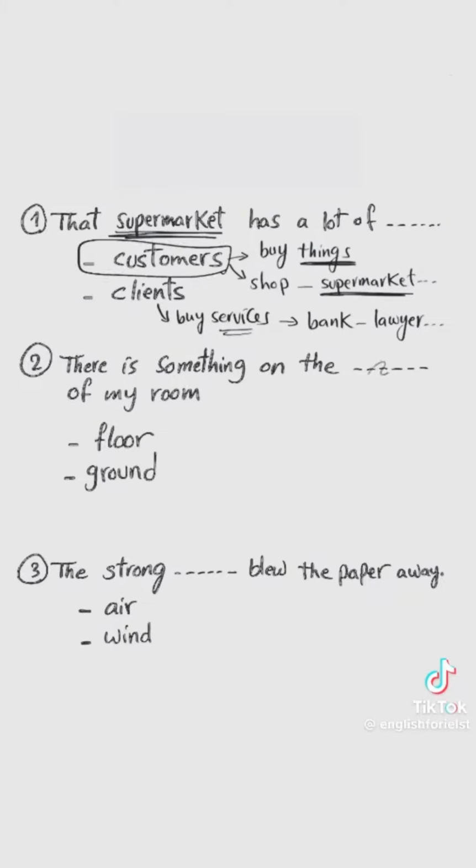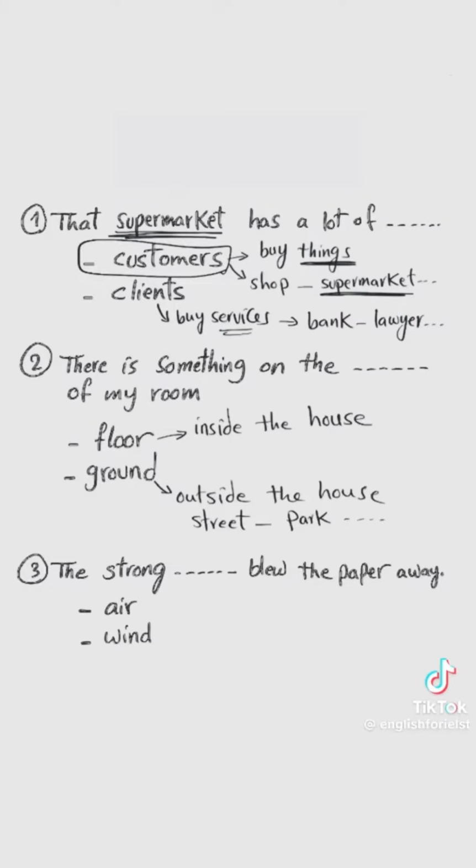There is something on the blank of my room. Floor or ground. What's the difference? Well, floor is what we walk on inside the house, but ground is what we walk on outside the house, in the street, at the park, or any outdoor area. Here we have my room, which is inside the house, so the correct answer is floor. There's something on the floor of my room.